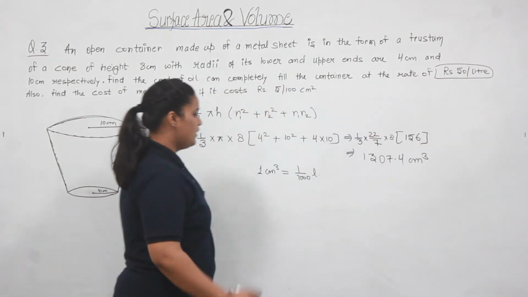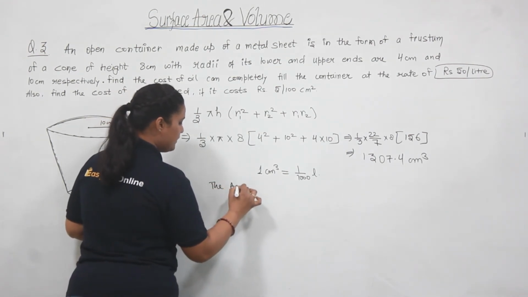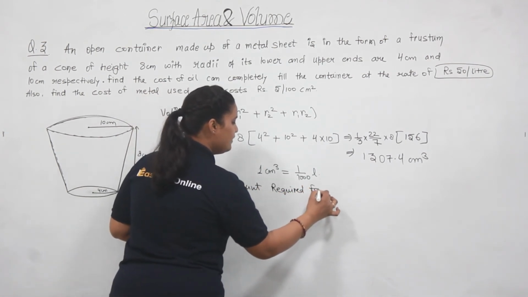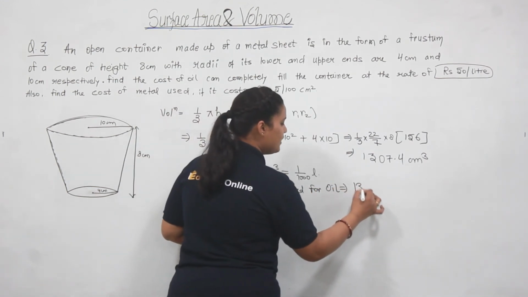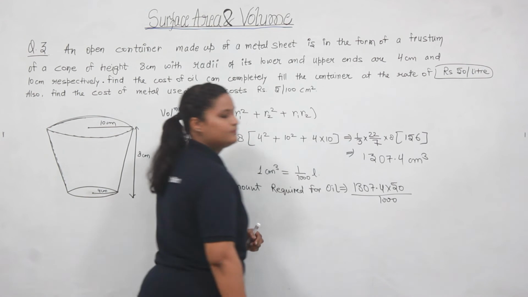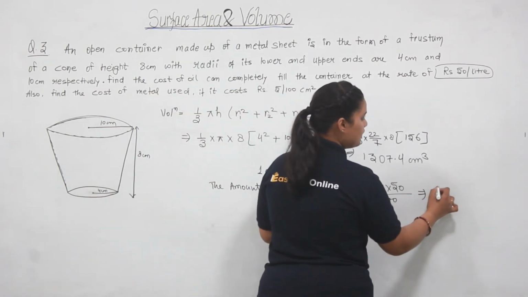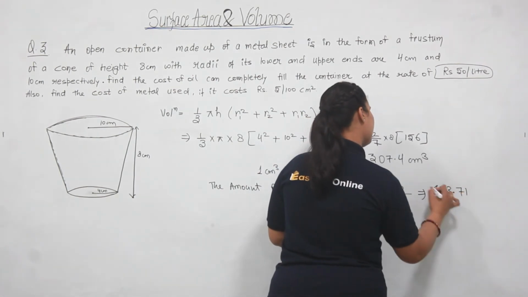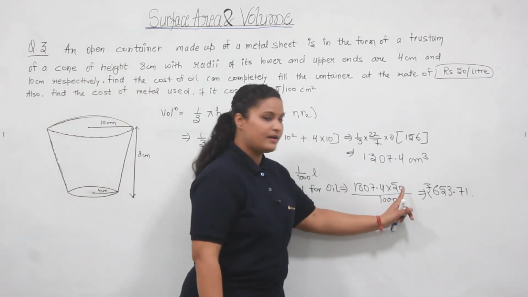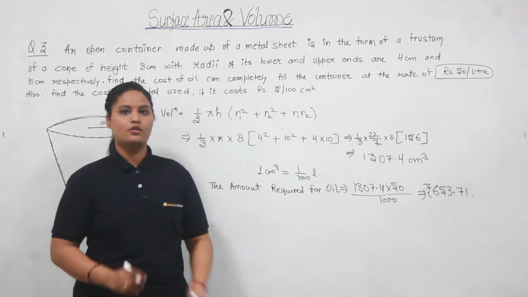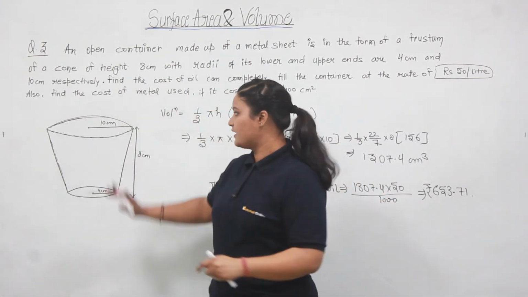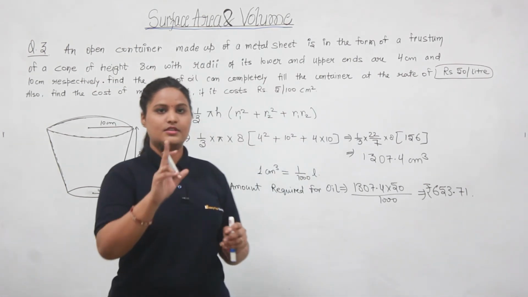Now the amount required for oil will be equal to 1307.4 into 50 upon 1000. Clear? It will be equal to 653.71 rupees. Okay, I directly divided by 1000 and multiplied by 50 so that you directly come to the answer in rupees. So this is the amount required for oil that can fill the container completely. So this was part number 1.